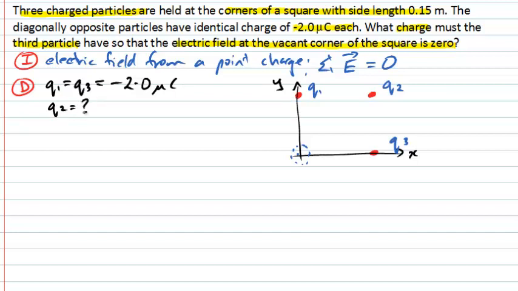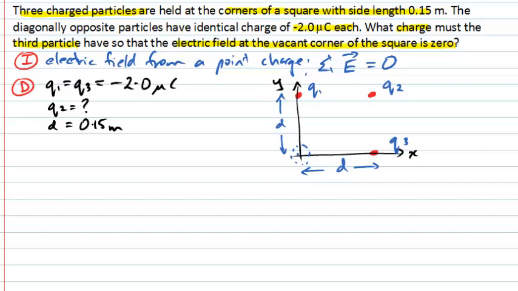What else do we know in this problem? Well, something I left off my diagram here is we know that this is indeed a square, so the distance from the origin of these two charges is the same. Let's just call it D for the time being. In fact, our problem tells us that D is 0.15 meters. And as we've already mentioned, we're trying to add up the electric fields to be zero at this location here, at the origin of our coordinates.